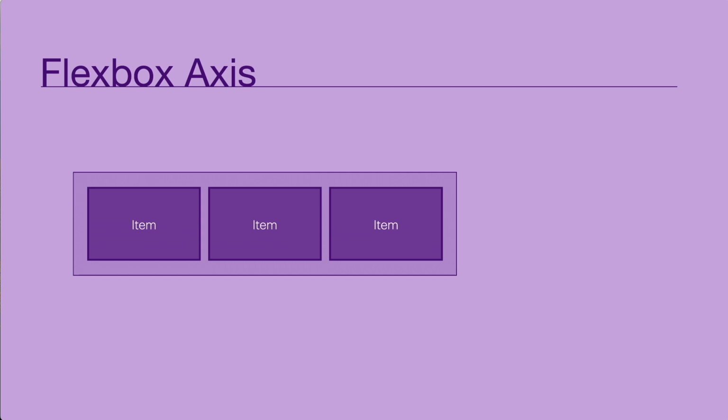Next up, which is very important, is the Flexbox axis. As said beforehand, Flexbox is a one-dimensional layout. However, we have two axes that are used inside Flexbox. The first one is called the main axis, and the second one is the cross axis.